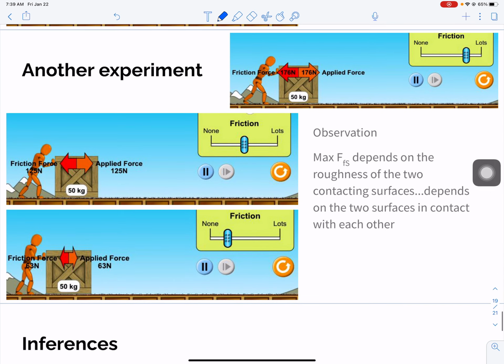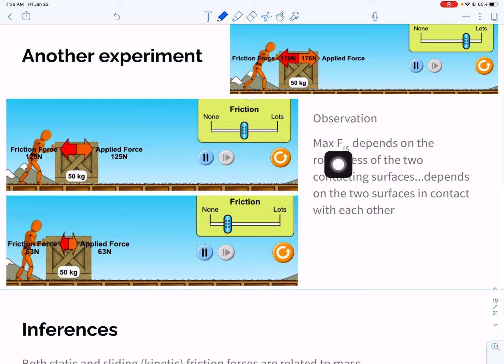Okay, so our observations. The maximum static friction depends on the roughness of the two surfaces. So it depends on the two surfaces that are in contact with each other. So if I could change either the surface or the object, either one. So I could put something very smooth on here, like silicone, silicone is really slippery, or a Teflon thing, and friction would go down. Or I can smooth out the surface, and friction will go down. So both surfaces affect the maximum static friction.